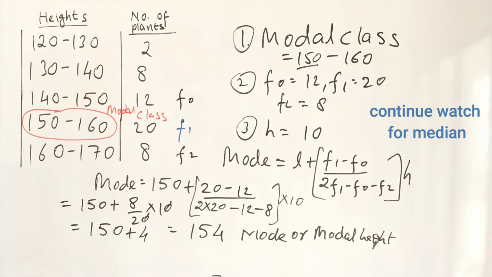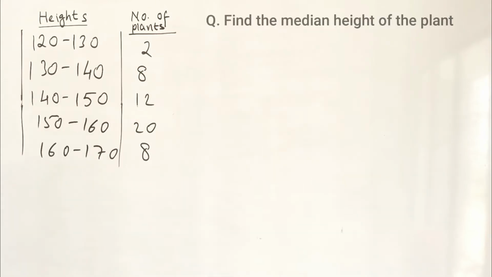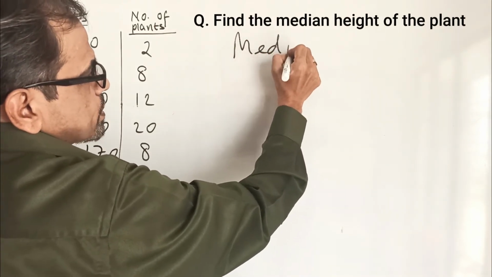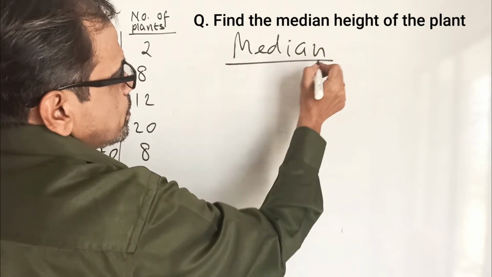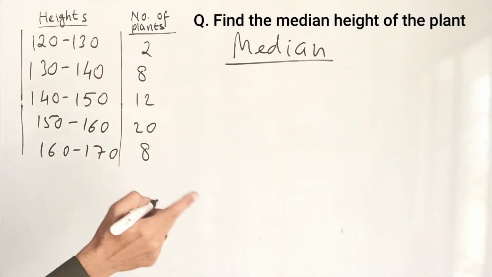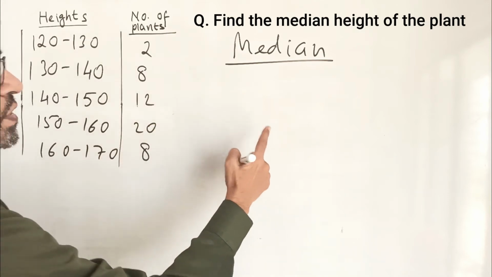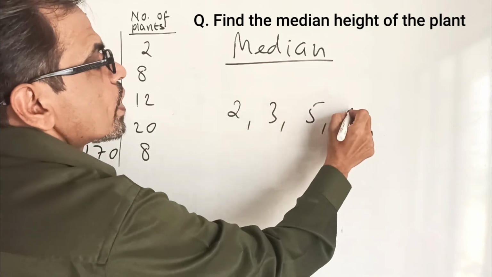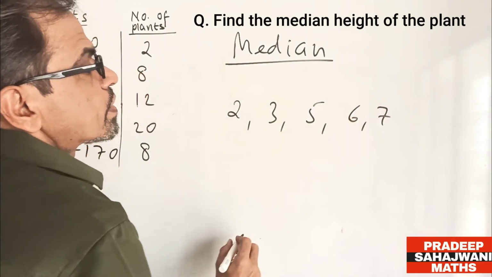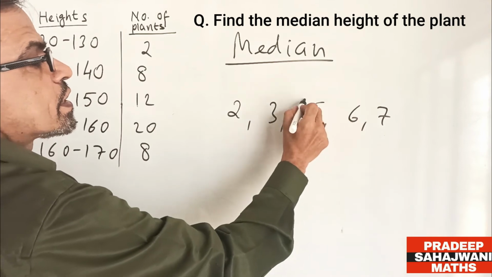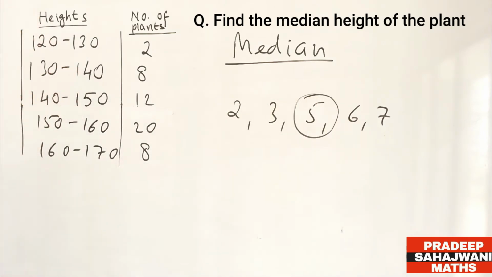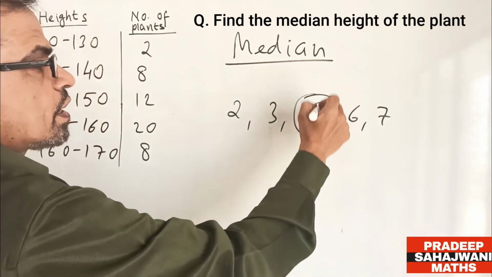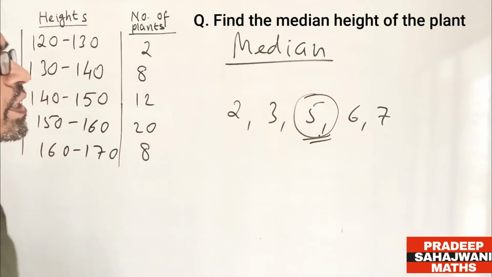So let us find the median in the same question. Now student, let us see the median in the same question. First, let me explain what the meaning of median is. Median means the middlemost value. Mode was the most occurring value. Median is the middlemost. Suppose this is 2, 3, 5, 6, 7. In between this data, 5 is the middlemost. If we arrange in increasing or decreasing order, whichever is in the middle, that is the median, the middlemost value.